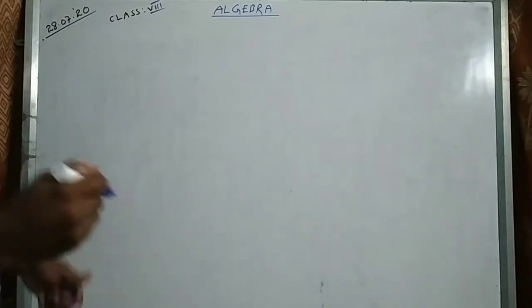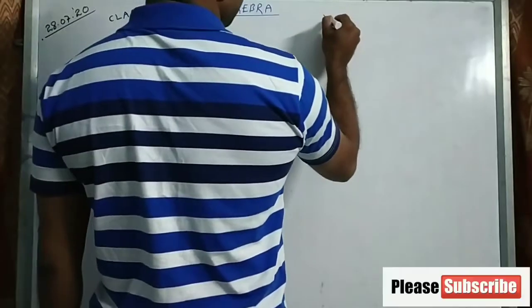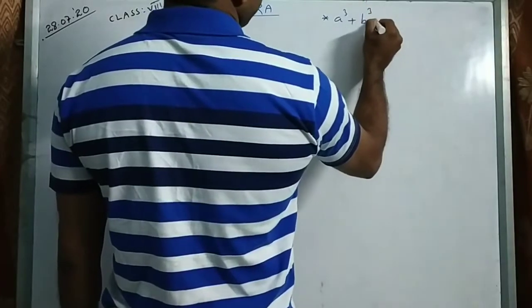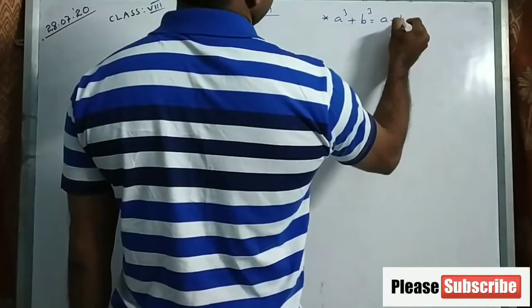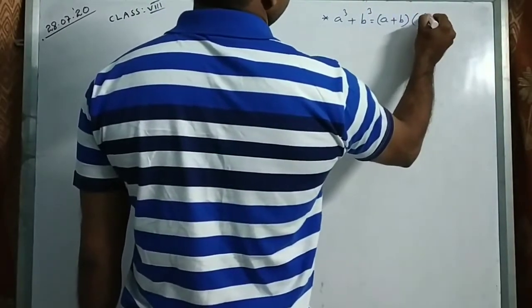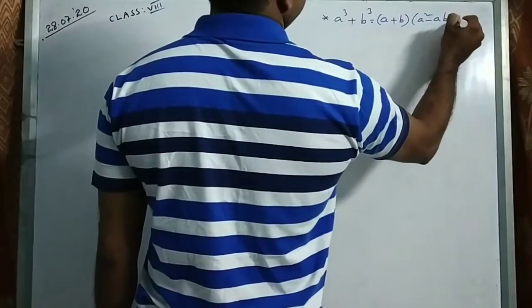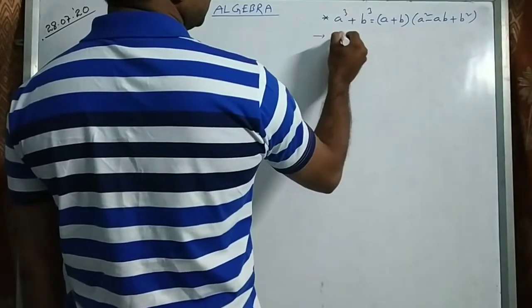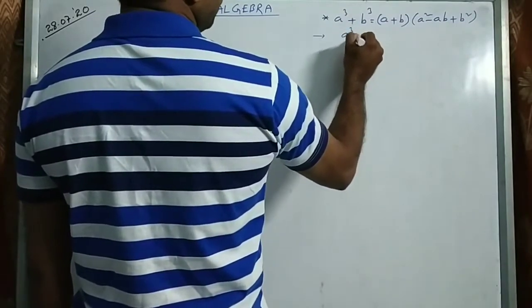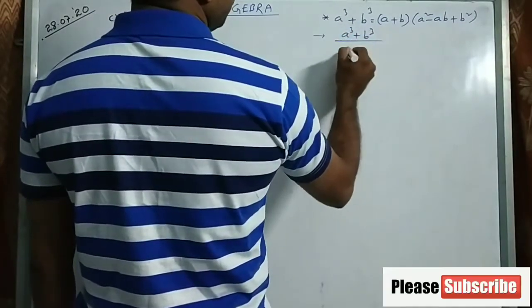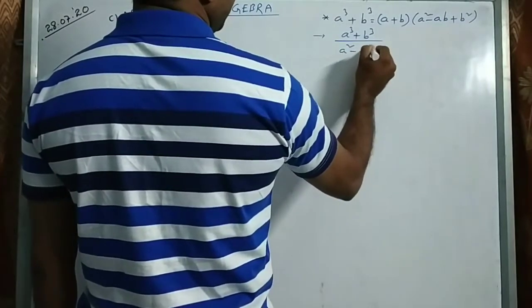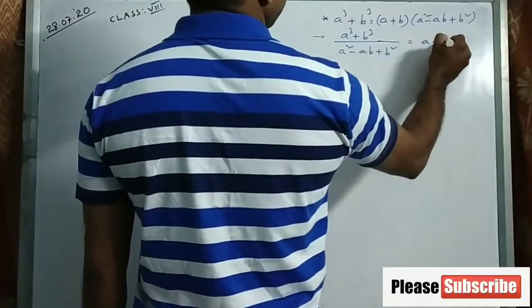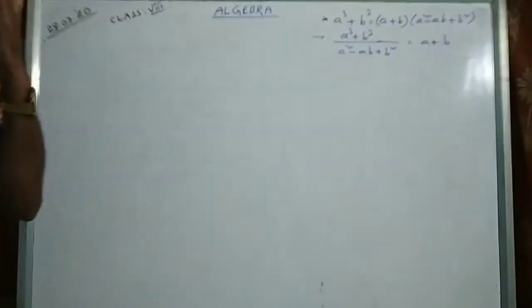Today I told you one formula in the previous class, that is a cube plus b cube equal to a plus b into a square minus ab plus b square. You remember this? From this, what did I tell you? a cube plus b cube by a square minus ab plus b square, if you have that, we can write directly as a plus b.